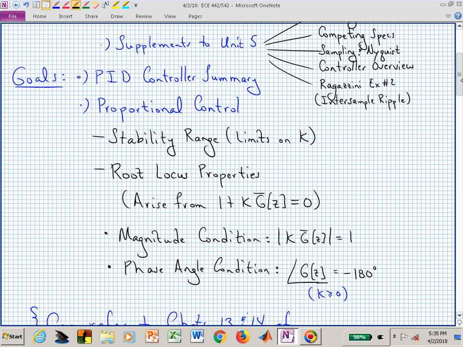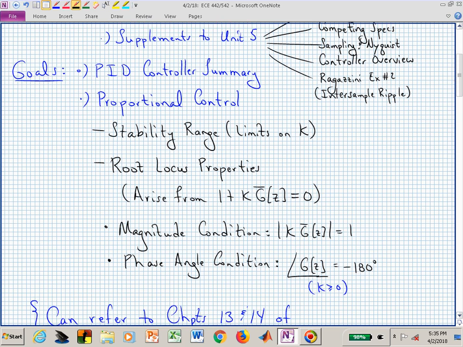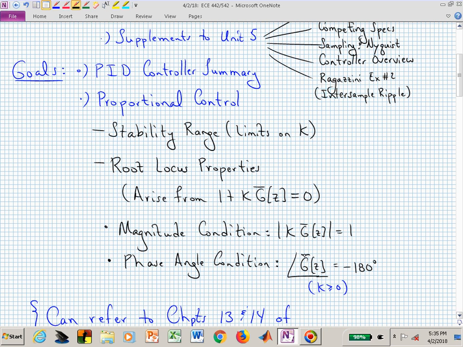We'll see that looking at this expression, 1 plus K G bar of Z equals 0, leads to really two different conditions. A magnitude condition, which says that the absolute value of K times G bar is equal to 1. And it gives us a phase condition when we assume that the gain K is positive and we have negative output feedback. We will see that the angle on that G bar of Z is equal to minus 180 degrees. Those two conditions actually drive everything in our root locus construction.